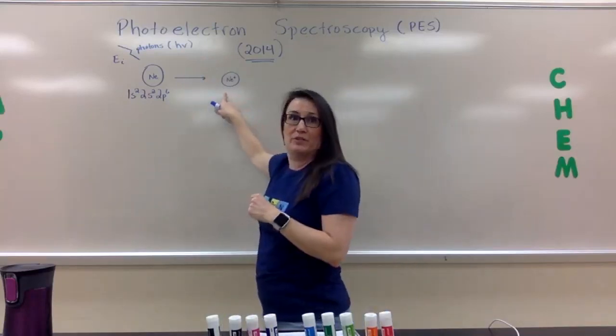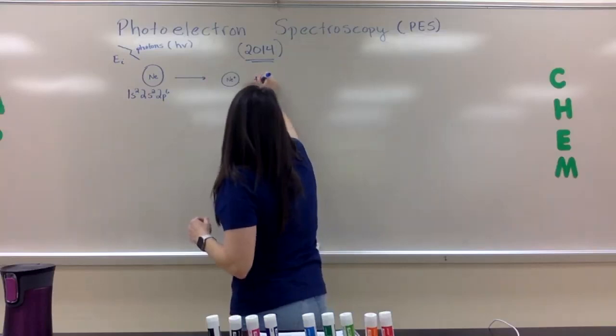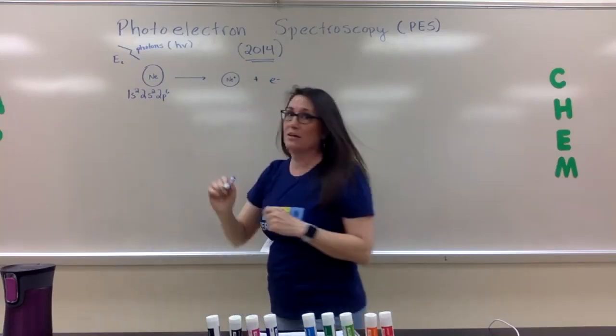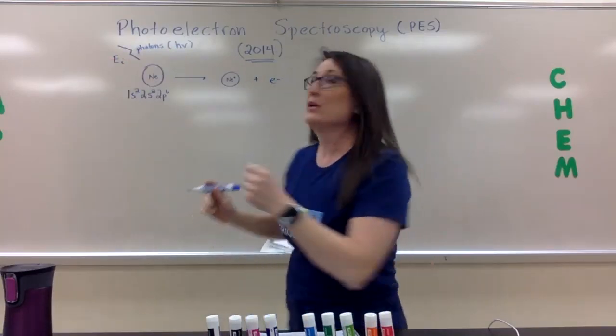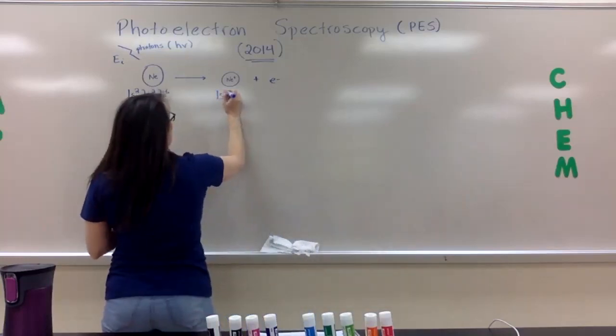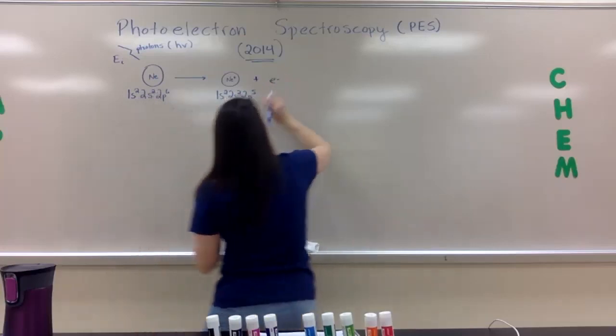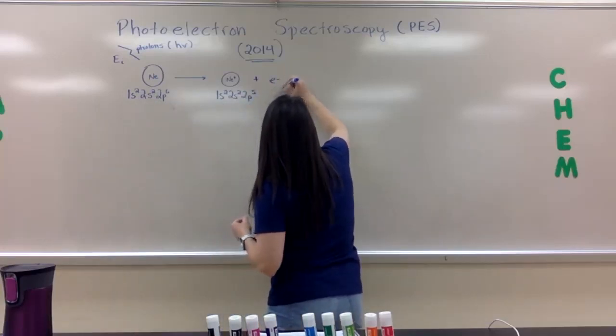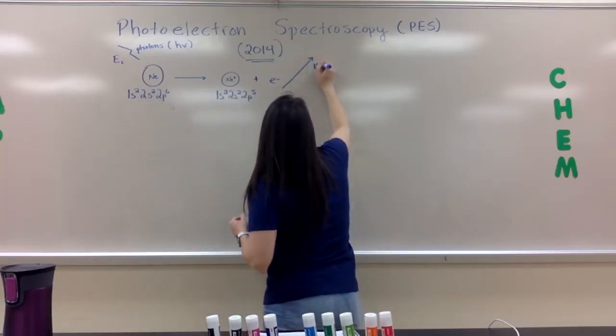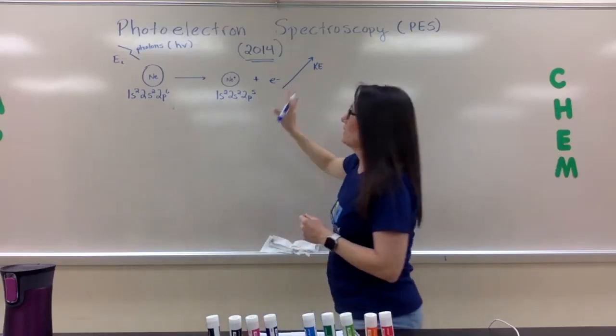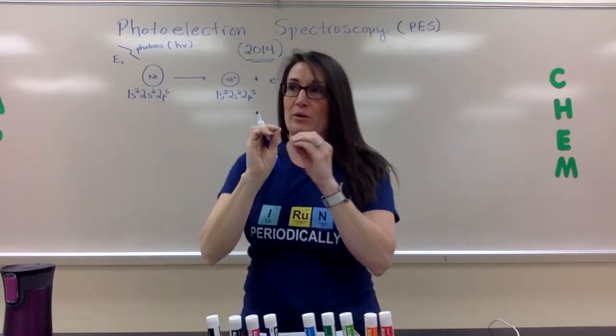So what would happen if it turned into a neon plus and an electron is ejected from the atom? 2p. You end up with a 2p5. Good. So 1s2, 2s2, 2p5. Now, the other thing that happens is some kinetic energy was also released, okay? So it's a little bit of physics, just going to cover a tiny bit with it.